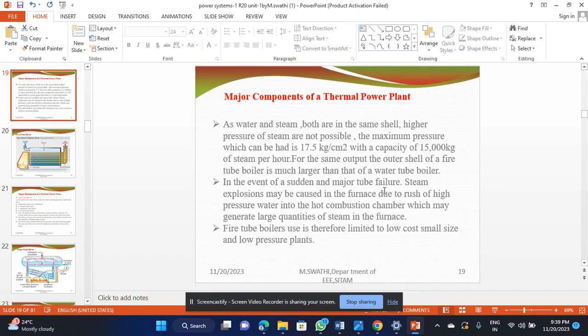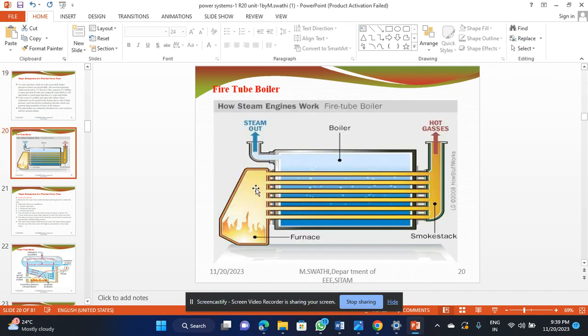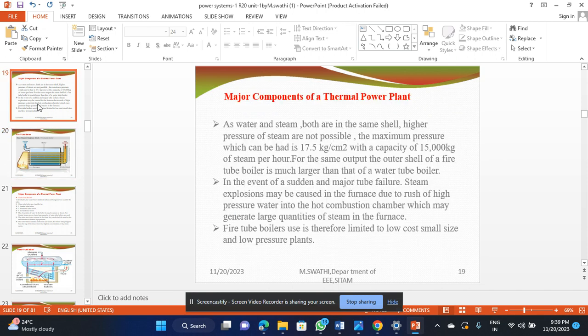The main disadvantage is that in the event of sudden and major tube failures, steam explosions may be caused in the furnace. If there is any sudden increase in the fire or any failure in the tubes, there may be a chance of explosion. Steam explosions may be caused due to the rush of high pressure water into the hot combustion chamber, which may generate large quantities of steam in the furnace.